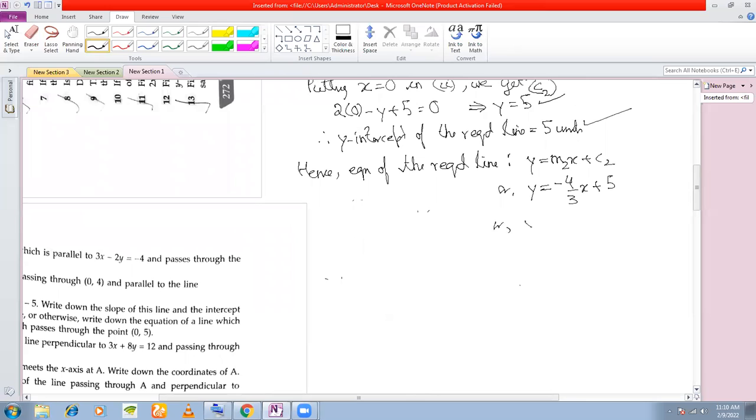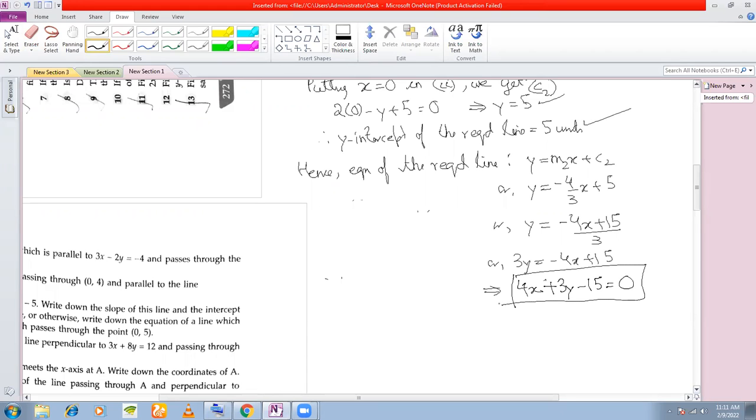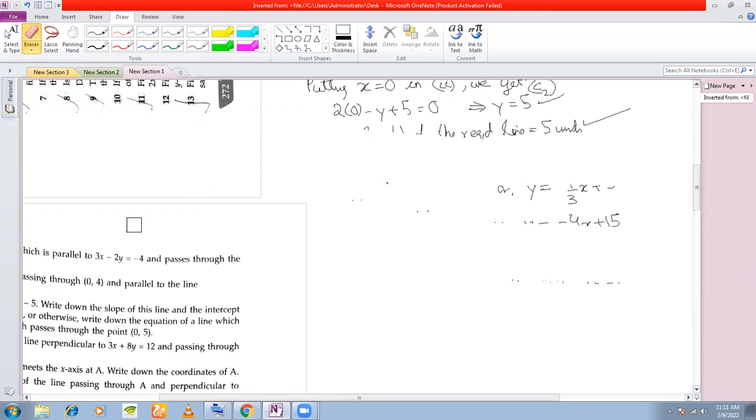You can write it in a proper manner. Take the LCM. You can make the right hand side 0. That should be a better option. So I'm taking 4x on the left hand side. And this is the required equation of the line. Okay. Any question? You can move on to the next question then.